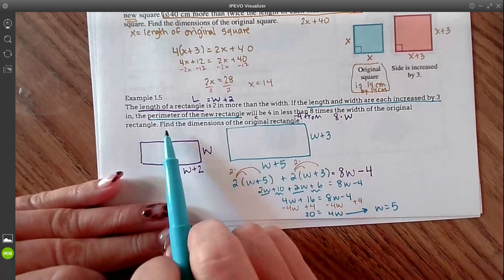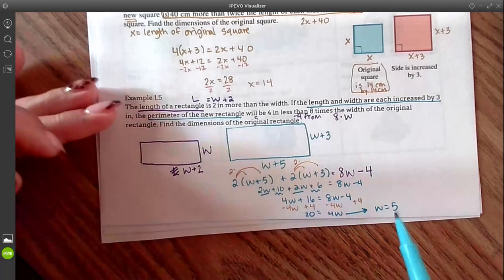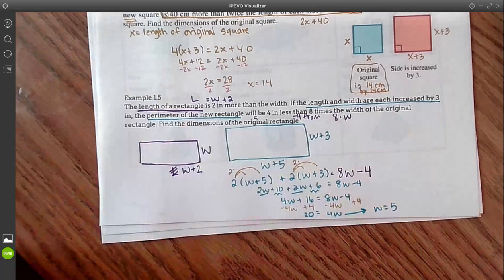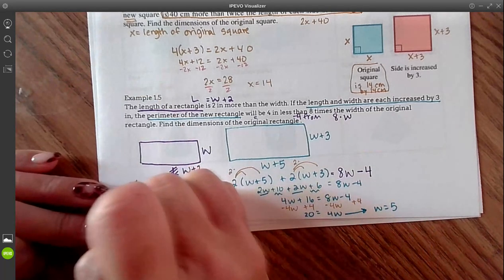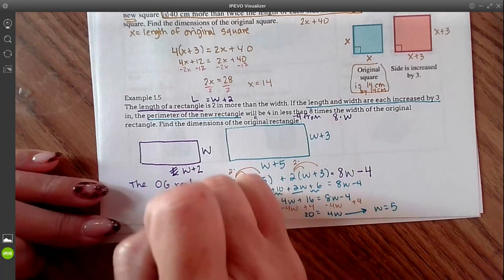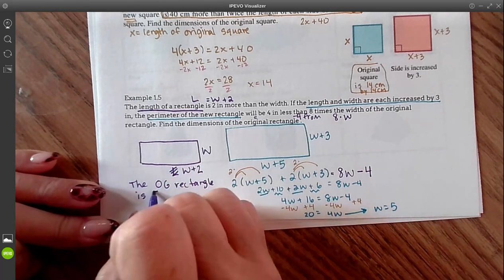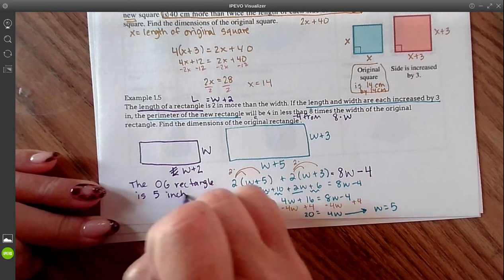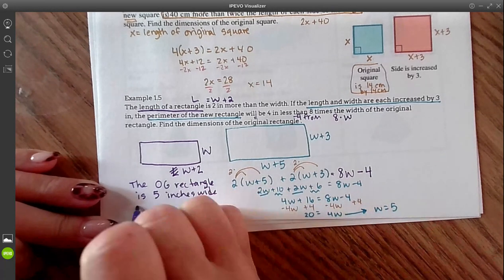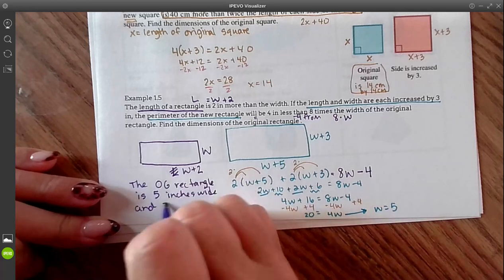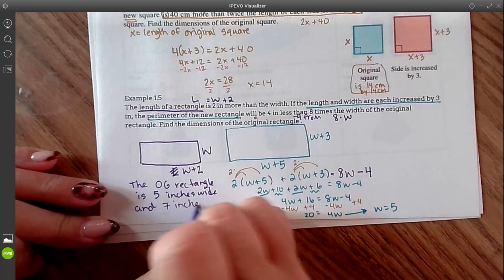So they want the dimensions of the original rectangle. Now we know that w is 5. So I can come back to the original rectangle and say that the original rectangle is 5, my units are inches, 5 inches wide, and the length is w plus 2, so 7 inches long.